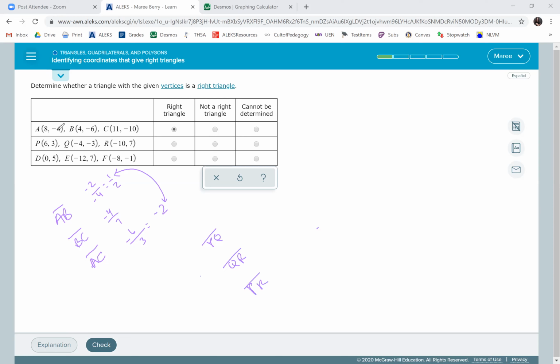Okay, so negative 3 minus 3 is negative 6. Negative 4 minus 6 is negative 10. A positive 3/5. QR, 7 plus 3 is 10 over negative 10 plus 4, negative 6, which is a negative 5/3. Wait a minute. 3/5, opposite. Okay, yes, that's a right triangle.